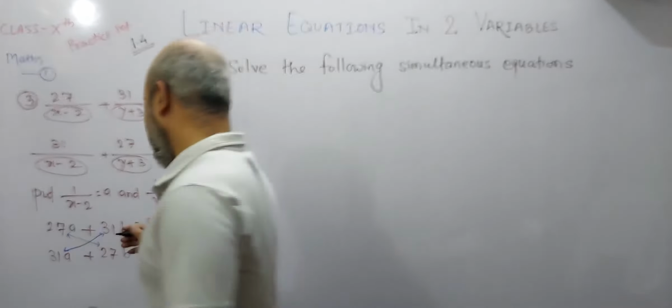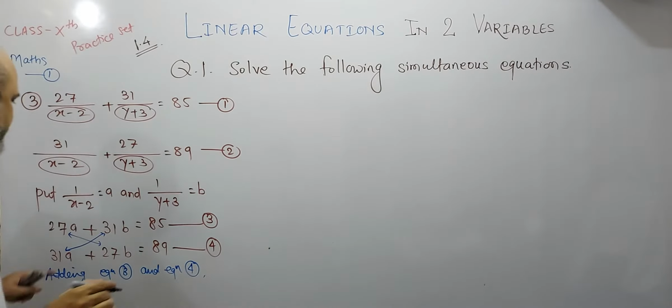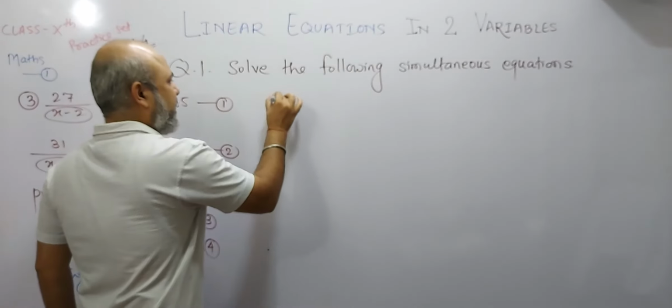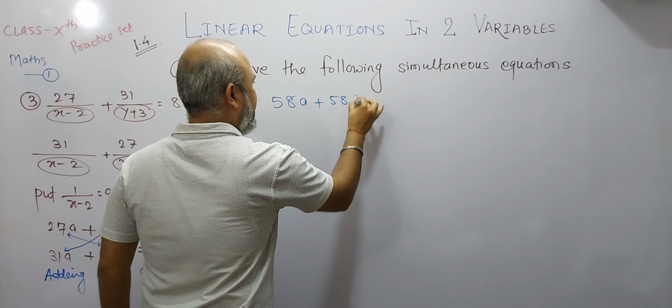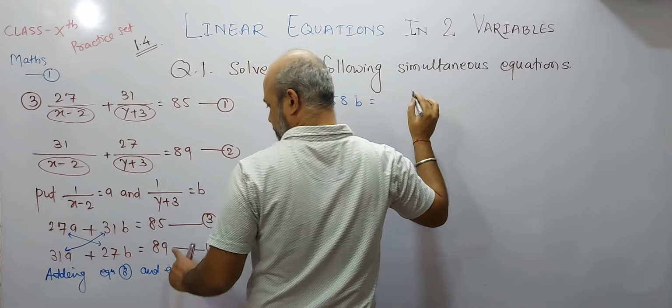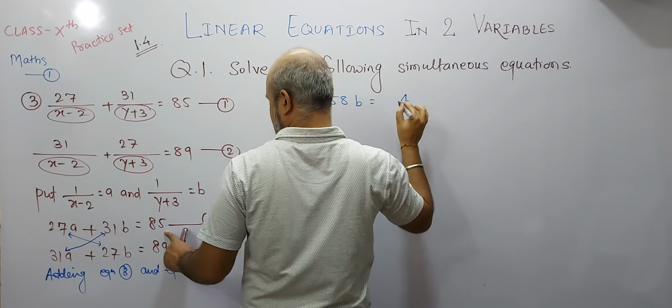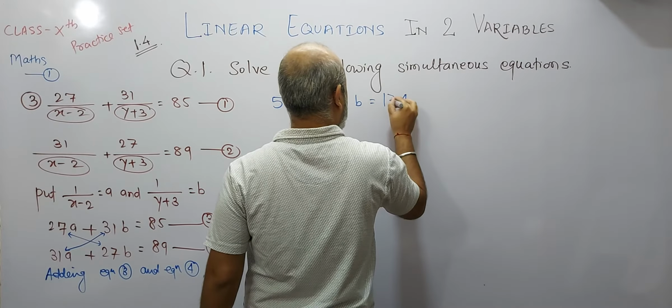Adding equation 3 and equation 4. So when you add, what do you get? 27 plus 31, so you get 58. So I will write here, you will get 58a plus 58b, and this is equal to 9 plus 5, 14 carry 1, 8 and 16 and 170.